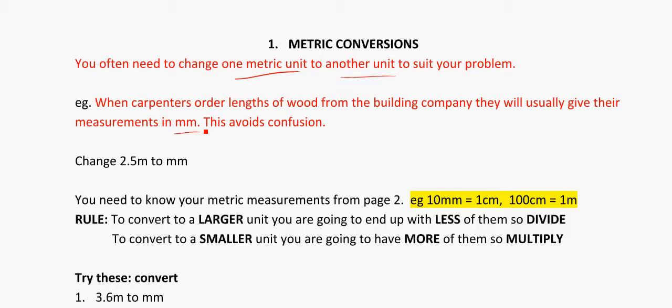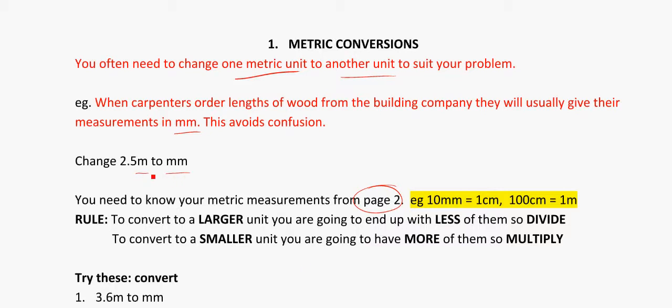So let's look at the first question. Change 2.5 meters to millimeters. Now, hopefully from page 2 you've learnt your metric measurements. You need to know that 10 millimeters is 1 centimeter, 100 centimeters is 1 meter, 1,000 meters in a kilometer, and so forth. If you think of these rules, they're easy to convert because you either have to multiply or divide.